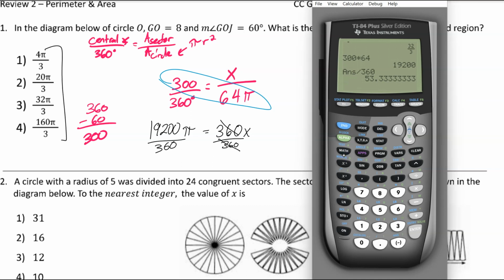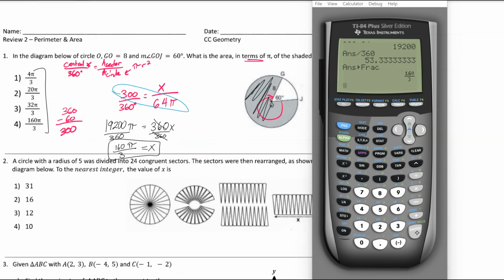I notice all my answers are fractions. So I'm just going to hit math, enter, and then enter one more time to find that that's 160 over 3, all being multiplied to pi. And that represents the area of that shaded sector there. So it's most of the area of the circle, but just 300 degrees of it, not a full 360 degrees. So answer choice 4.